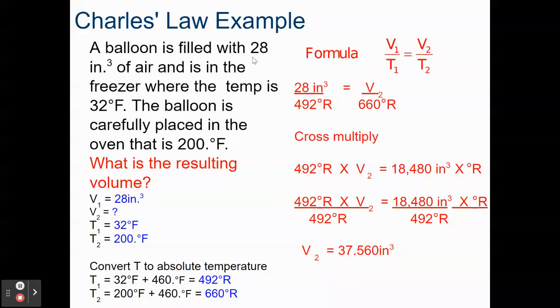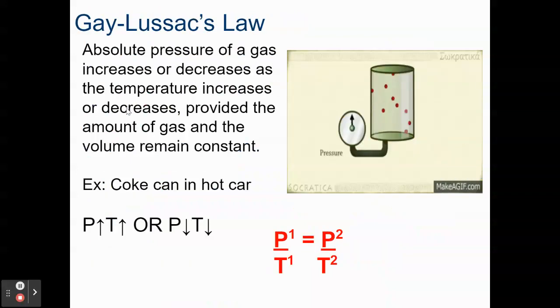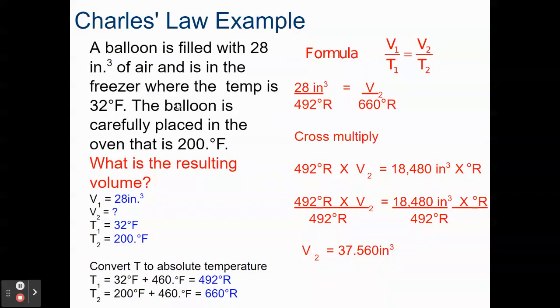A balloon is filled with 28 cubic inches of air and is in the freezer where the temperature is 32 degrees Fahrenheit. The balloon is carefully placed in the oven that is 200 degrees Fahrenheit. We assume it's not going to pop. I'm just trying to illustrate a point that we're changing temperature. What is the resulting volume?